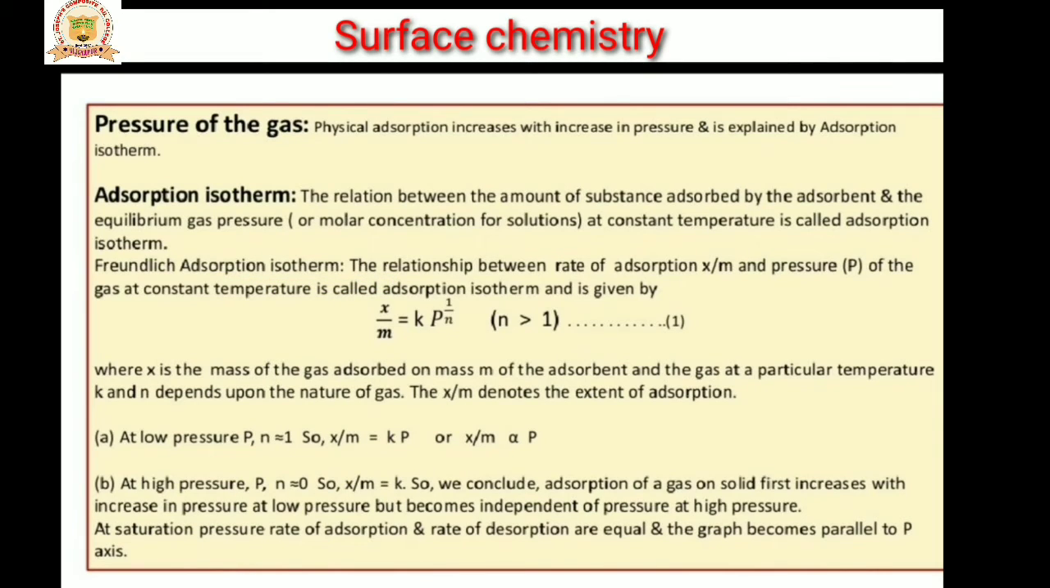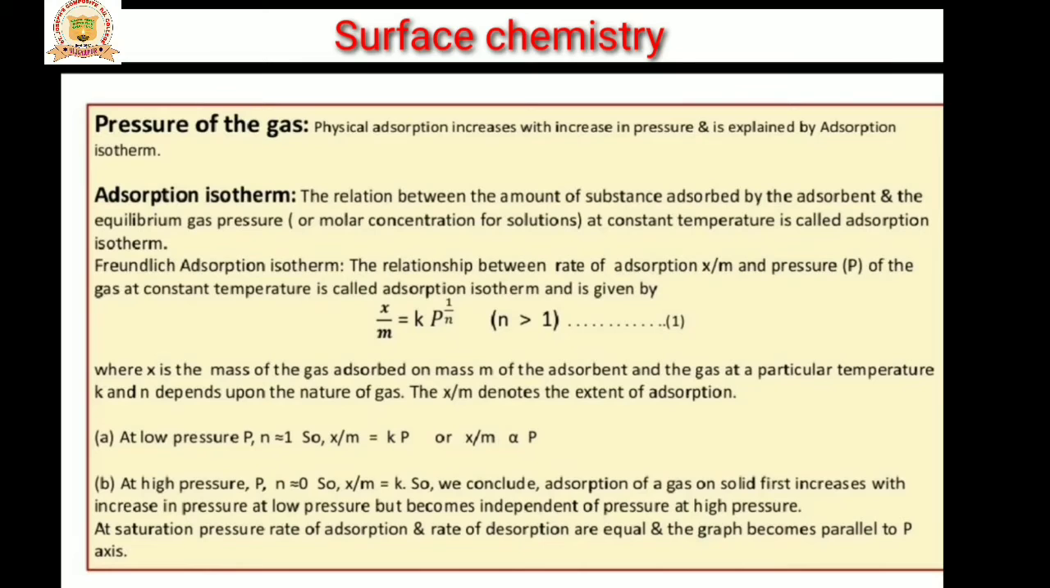According to him, the relationship between the ratio x by m against the pressure at a constant temperature is called the adsorption isotherm. According to him, the x by m ratio is what? x is the mass of the adsorbed molecules and m is the mass of the adsorbent. The ratio x by m is directly proportional to the pressure at a constant temperature. P is the pressure here. n and K depend upon the nature of the gas.